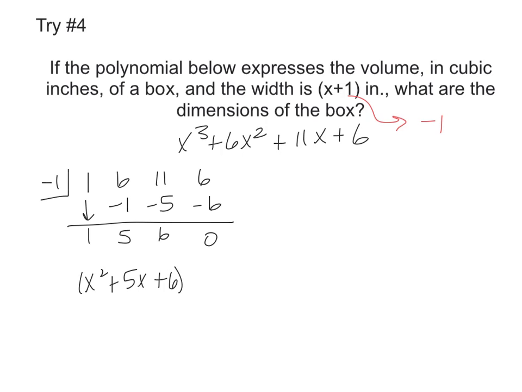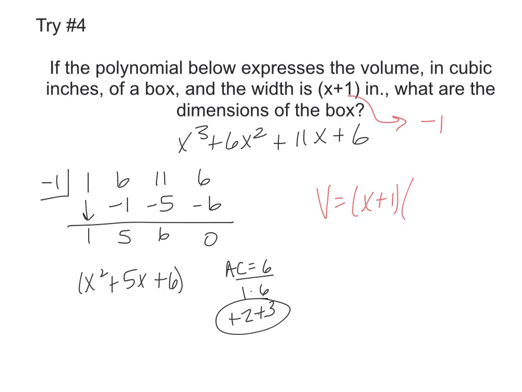plus 6. Okay, AC is going to be 6, so that's 1 and 6 or 2 and 3. It's going to be 2 and 3 because they both need to be positive. So the factors are: the original one for the volume was x plus 1, which was given to us in the expression. And then the length and the height, remember it doesn't matter which one is which, are going to be x plus 2 and x plus 3.